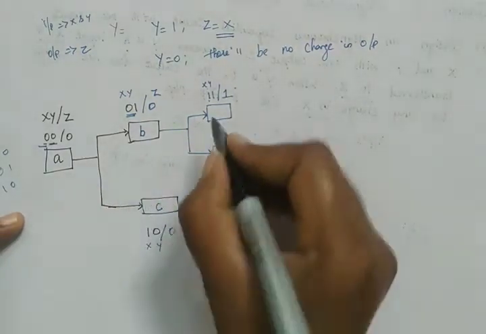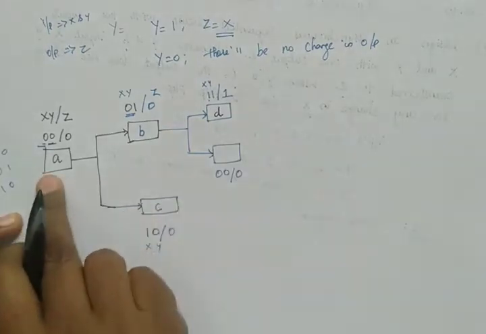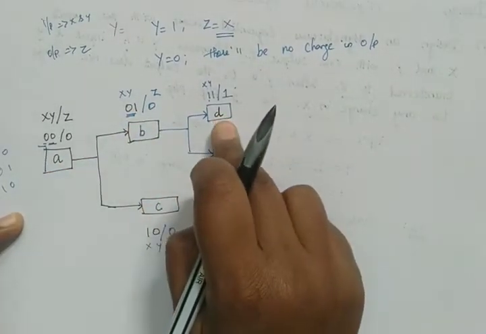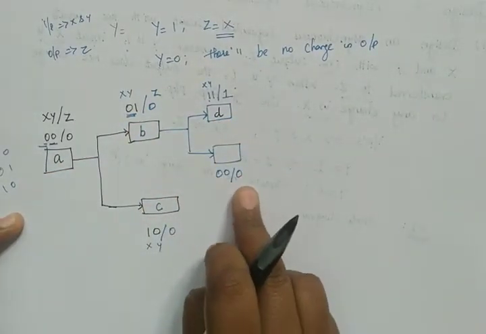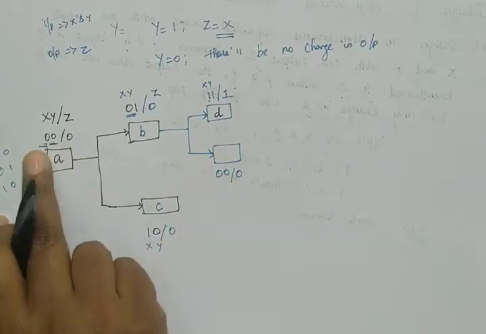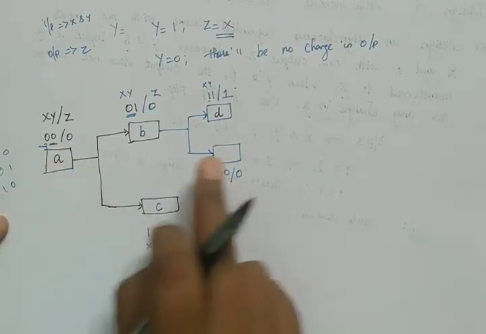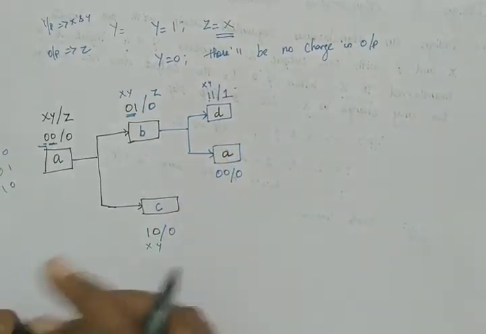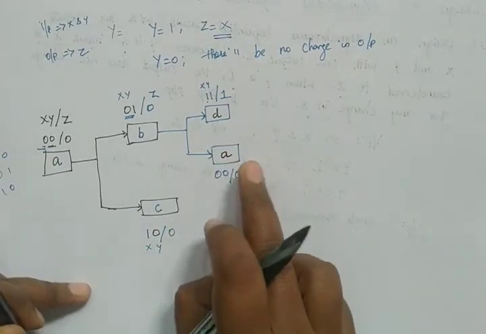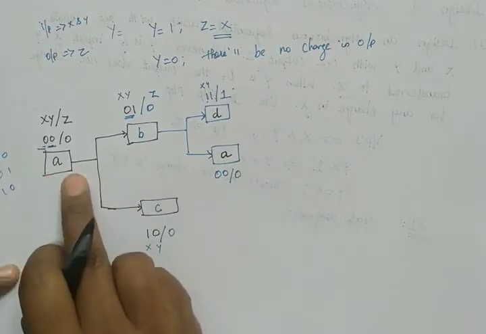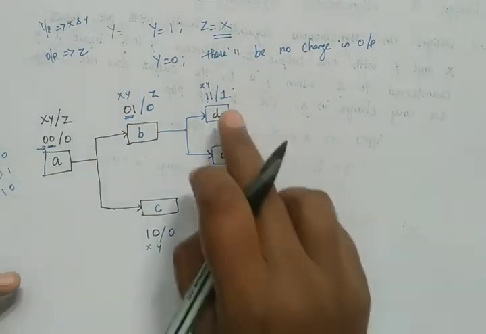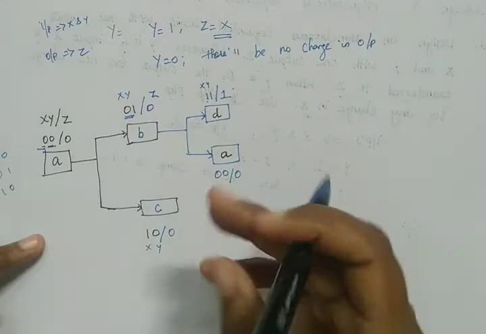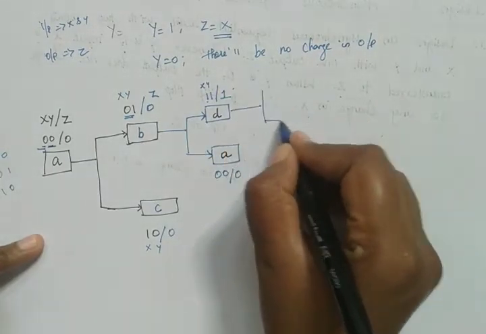There is no 1 1 state, so we can give D, because here we have A, B, C. This is D. But here this is 0 by 0. Already the state exists, so we have to represent this as A. Next, we cannot continue here because this is not a new state. If you continue here, again this will repeat. So we have to continue from D.